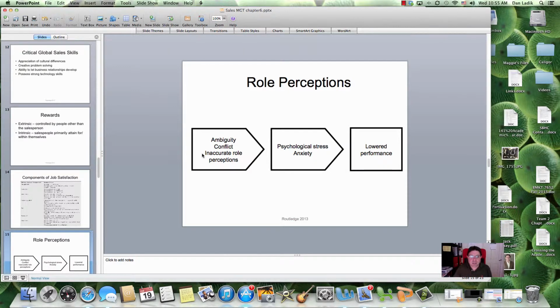Moving on. Again, we have our role perceptions. If we have high conflict, high ambiguity, inaccurate role perceptions, that leads to stress and lowered performance. And we know that the opposite of this is also true.